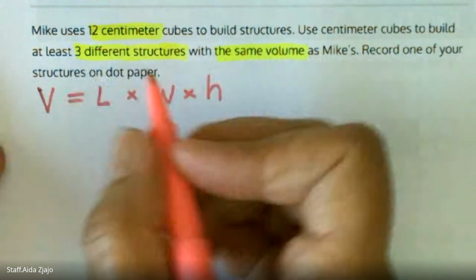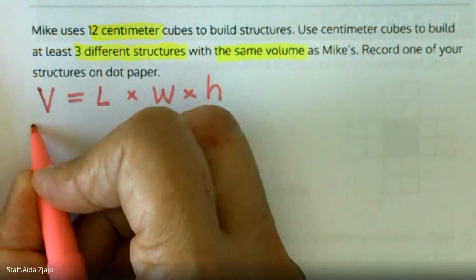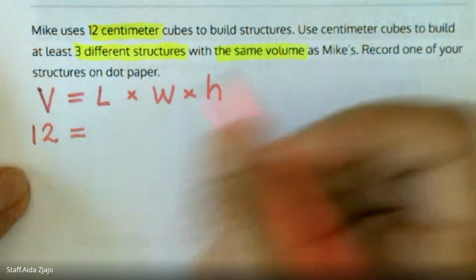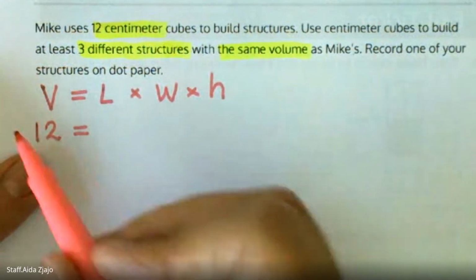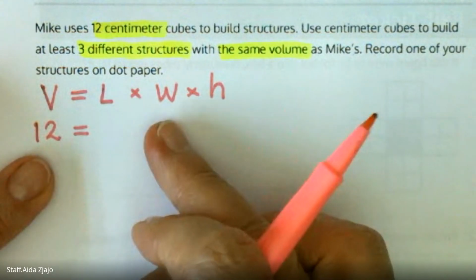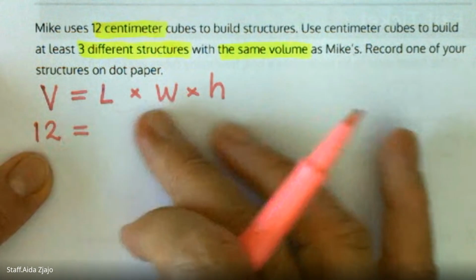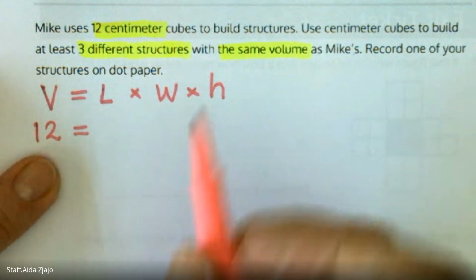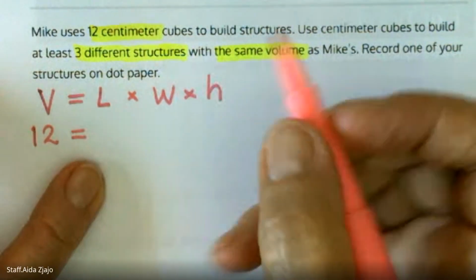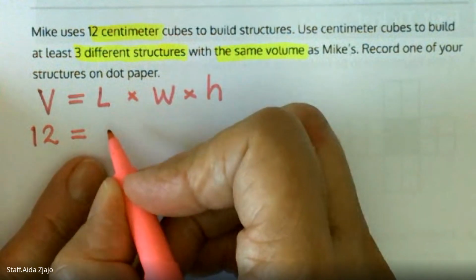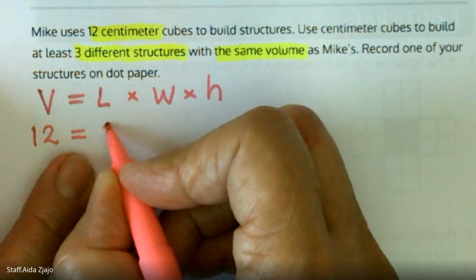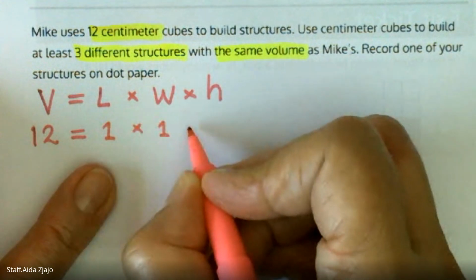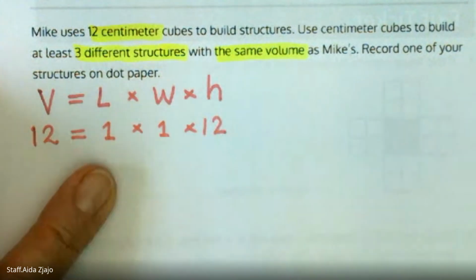So the volume has to equal 12 cubic centimeters. I'm not going to use the units right now, but I will just think. I need to find the different ways to multiply three numbers to get 12. If I think this could be length, the easiest way is to think about length or width being 1, and then I need to have a height of 12.